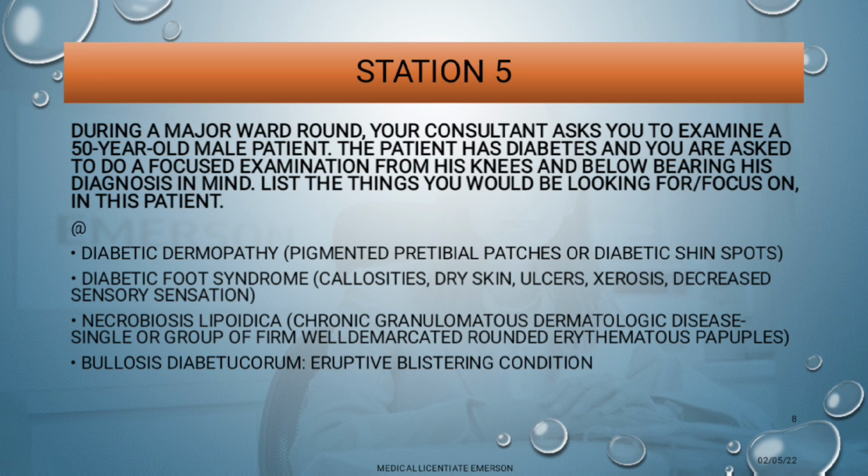So you can say on inspection, you note for any dry skin, you note for any diabetic dermopathy such as pigmented pretibial patches or diabetic shin spots. You also note for any necrobiosis lipoidica, which is a chronic granulomatous disease, where you look for any single group of well demarcated rounded erythematous papules. So in short, you just tell them these things we are going to see on inspection. Okay, that's how you do questions that are asking about examination.